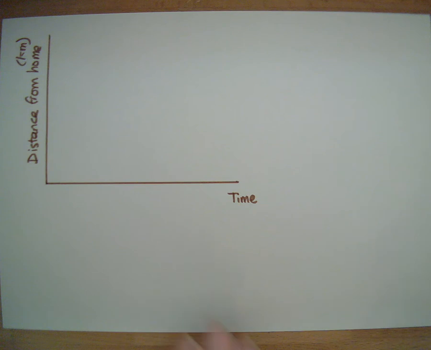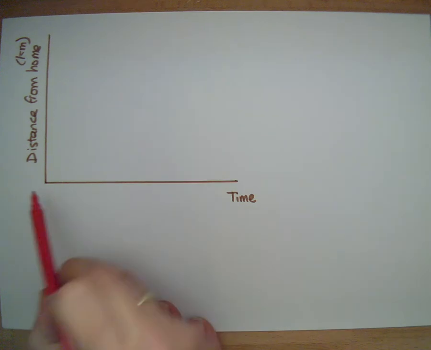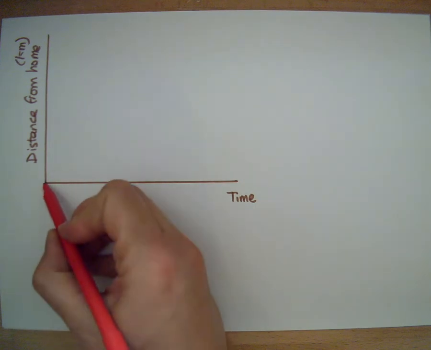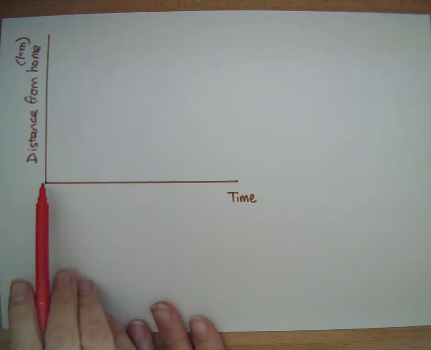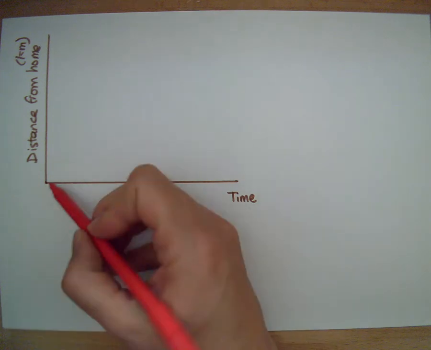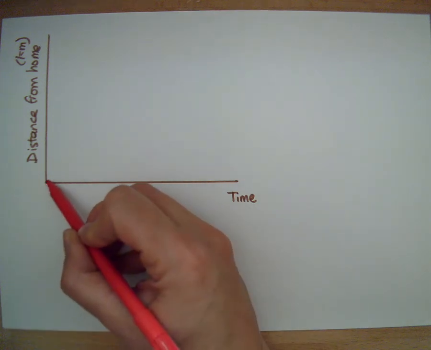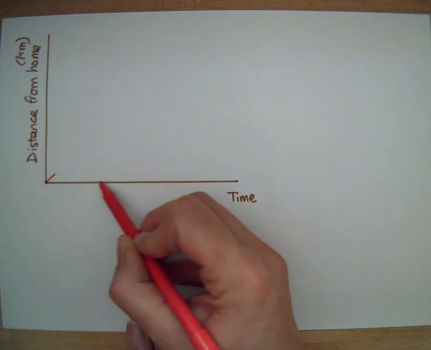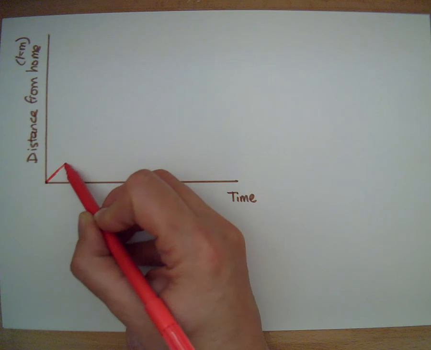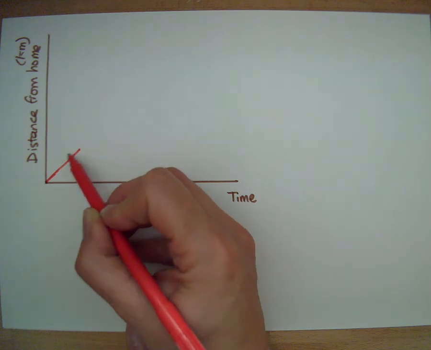Let me draw a line. This is the time that's passed. This is the distance that I am away from home. So here I'm starting at home before the clock starts ticking. Now I'm going to travel. Time is passing and I'm getting further away from my house. Yes?